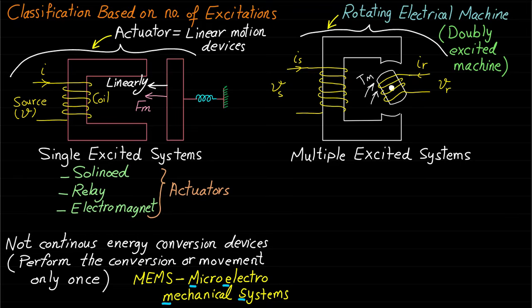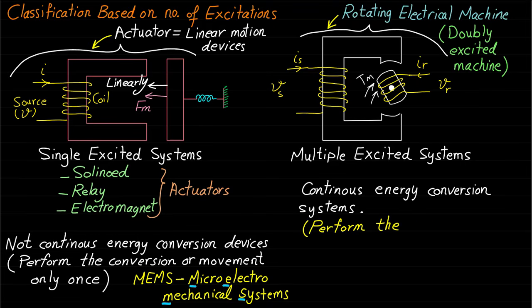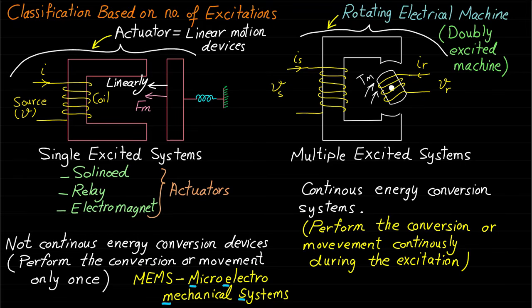Rotating electrical machines are continuous energy conversion machines. That means the process of energy conversion happens continuously during the operation or excitation. In other words, the machine moves or rotates continuously during the excitation.